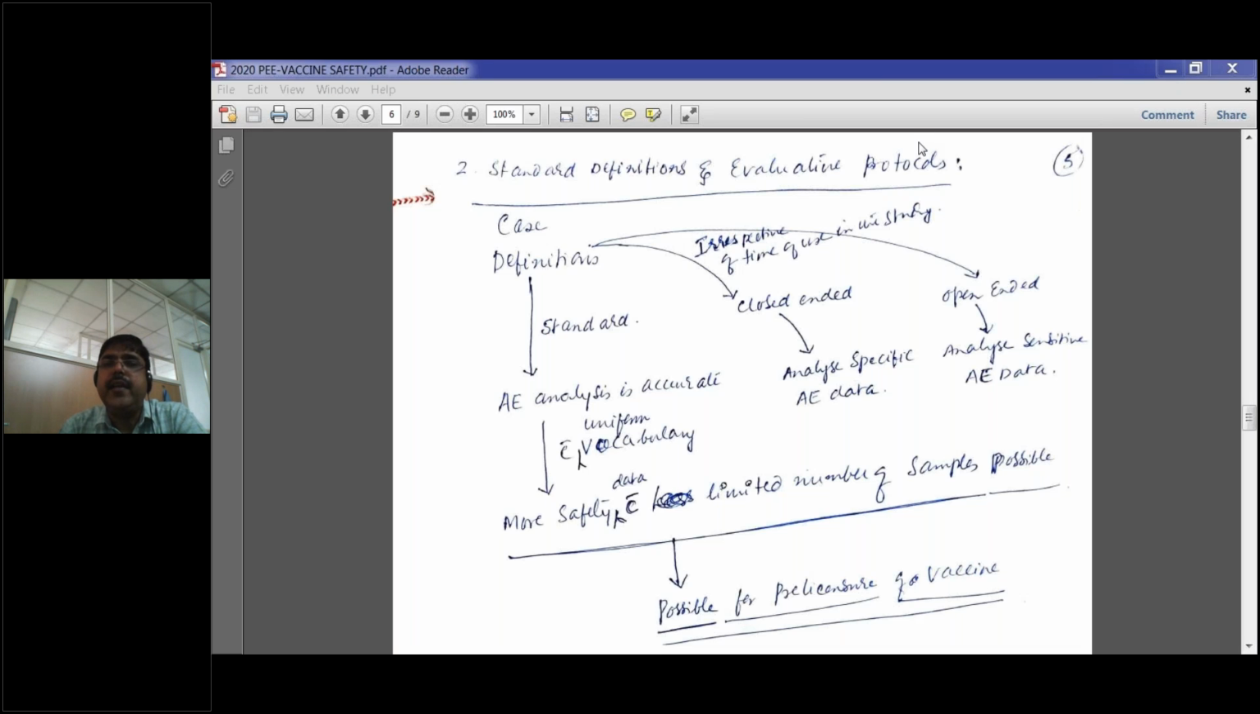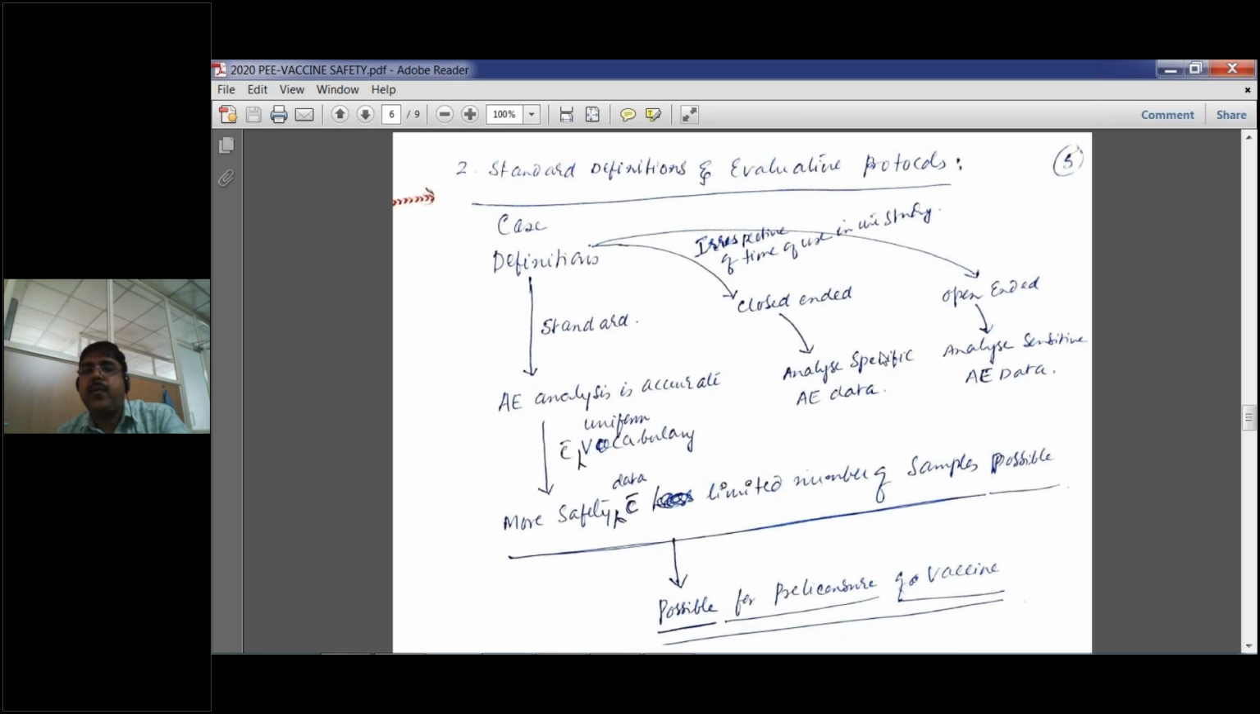Similarly, here the pharmacoepidemiological concept tells you that you can use this question at any given time during the study. You can put either a closed-ended one or an open-ended one, depending on the data you wanted. So this helps to analyze the specific adverse event data if it is a closed one, which is known.